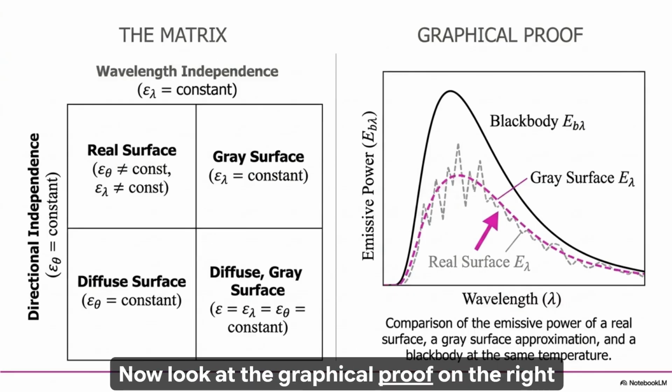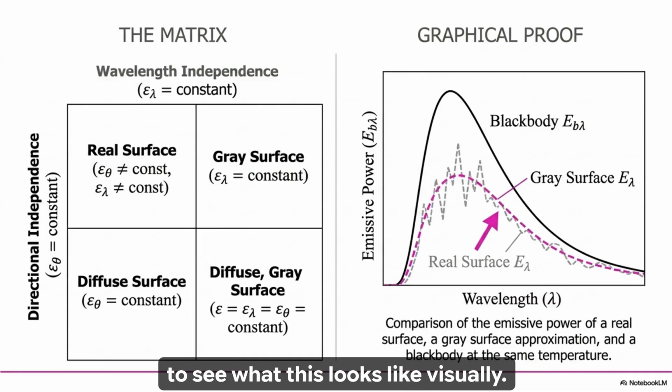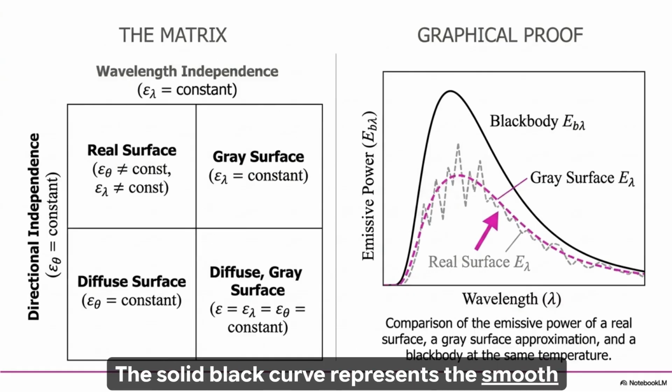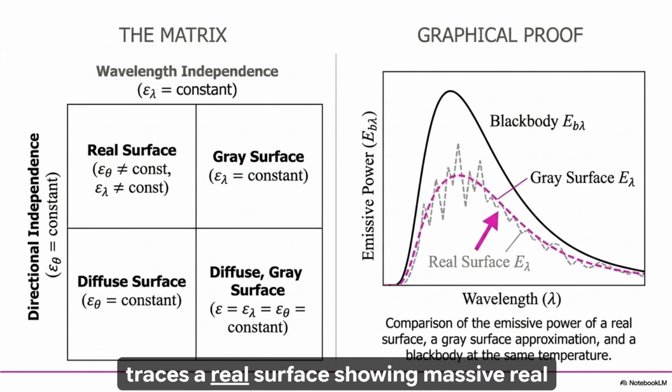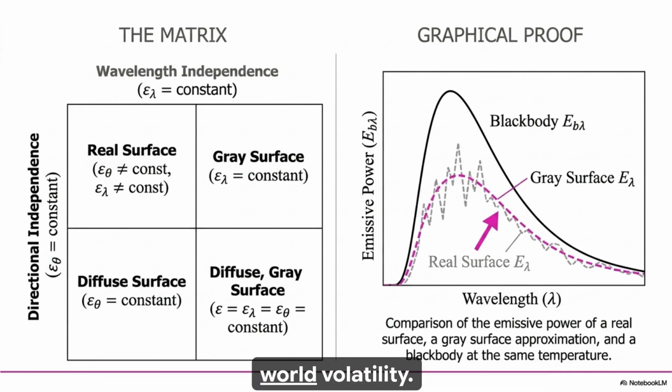Now look at the graphical proof on the right to see what this looks like visually. The solid black curve represents the smooth, idealized spectral emissive power of a blackbody. The highly irregular, jagged gray dashed line traces a real surface, showing massive real-world volatility.